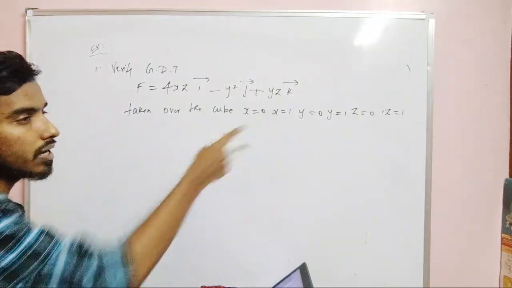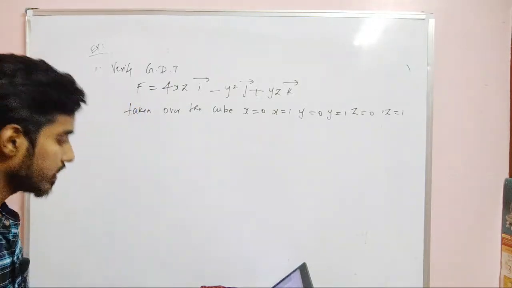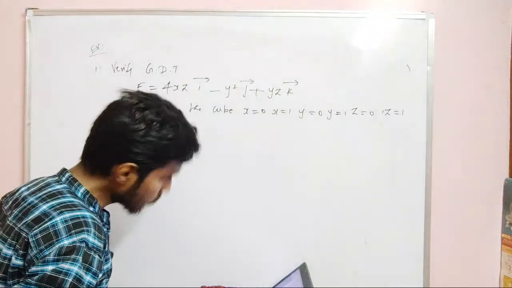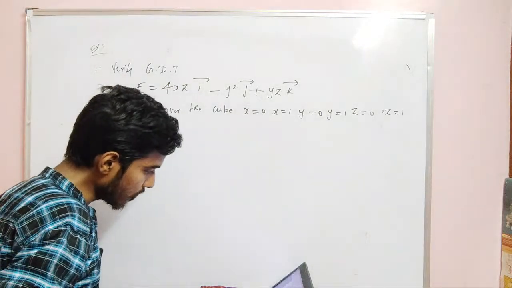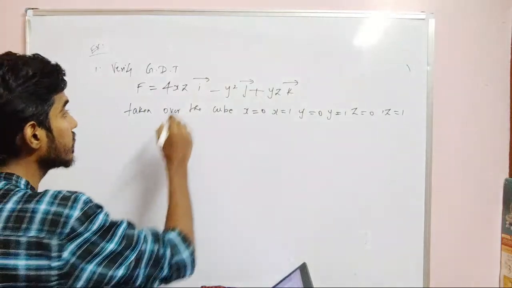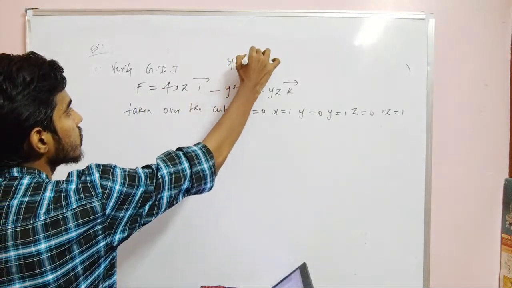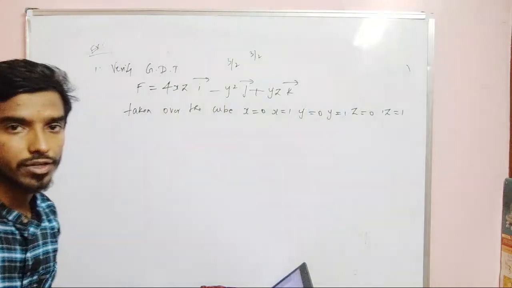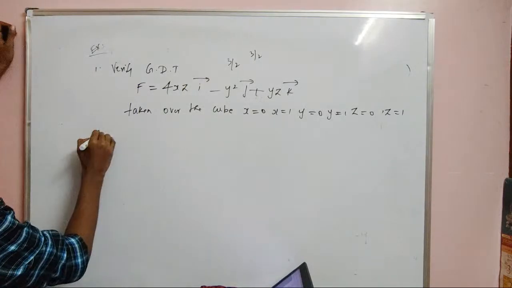You can see the bounds are 0 to 1 and f is 4xz i vector minus y square j vector plus yz k vector. You will get both answers to be equal to 3 by 2, right? You will get the volume integral to be equal to 3 by 2, as well as the surface integral.